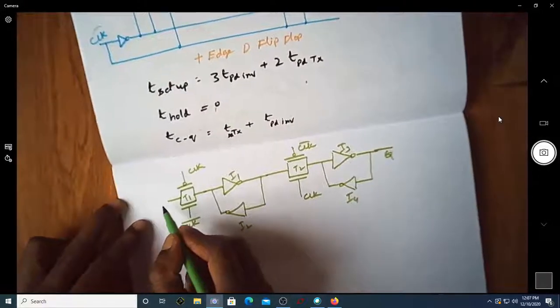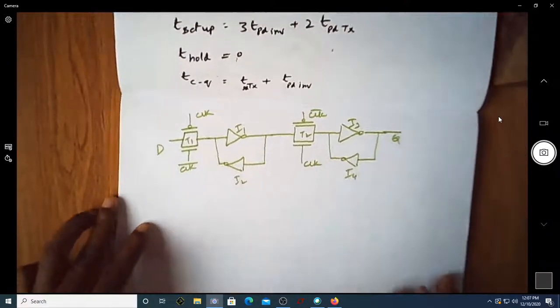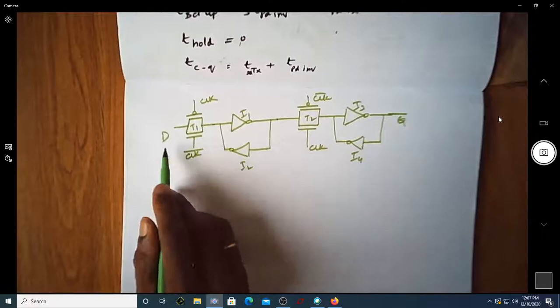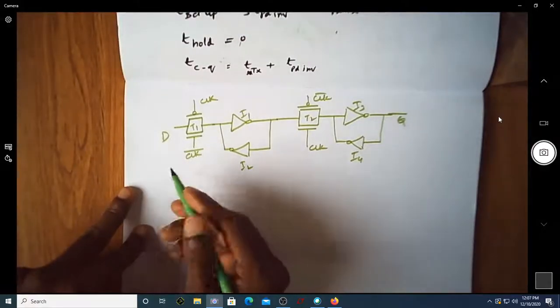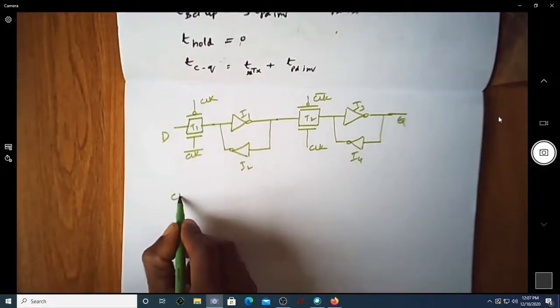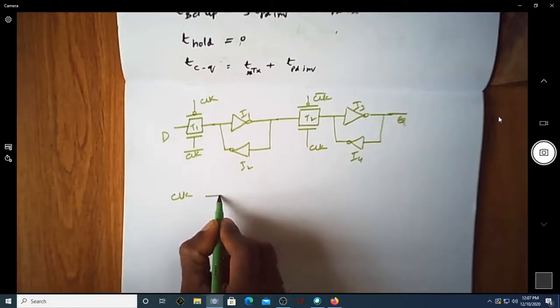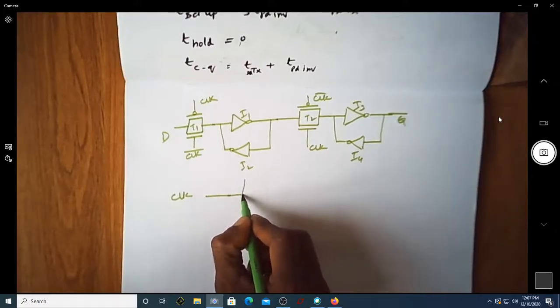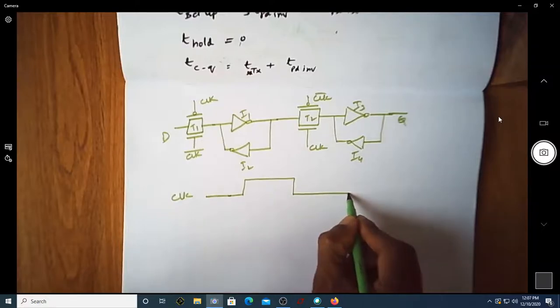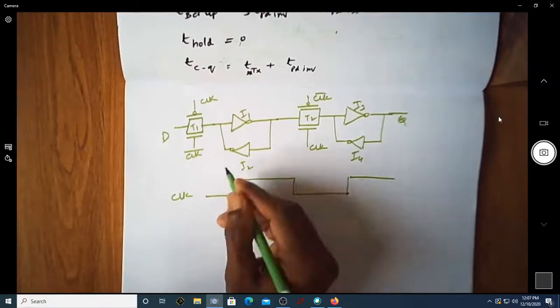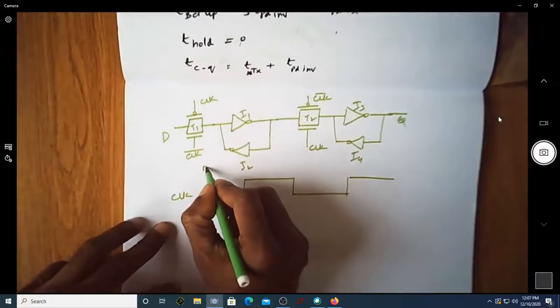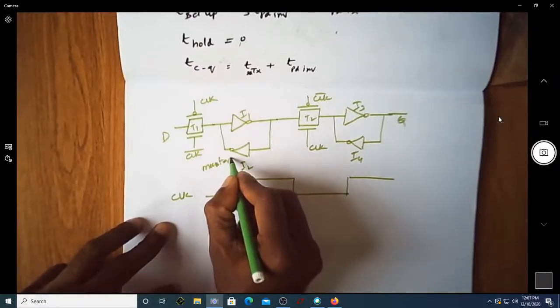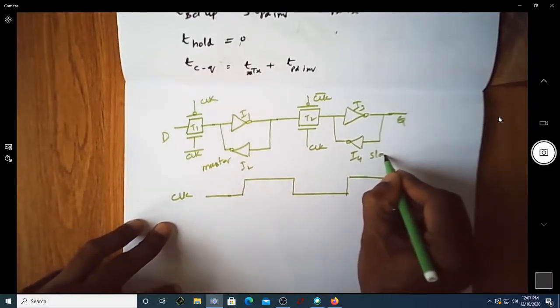Suppose you take this as your D input. We can certainly analyze when the clock is 0, of course it can be 0, 1, then it is 0, 1. If you call this the master, then this is the master and this is the slave.